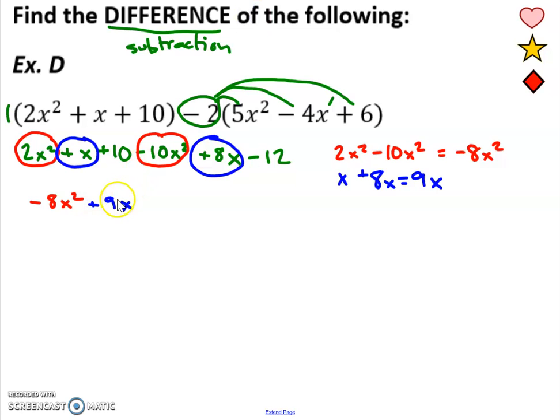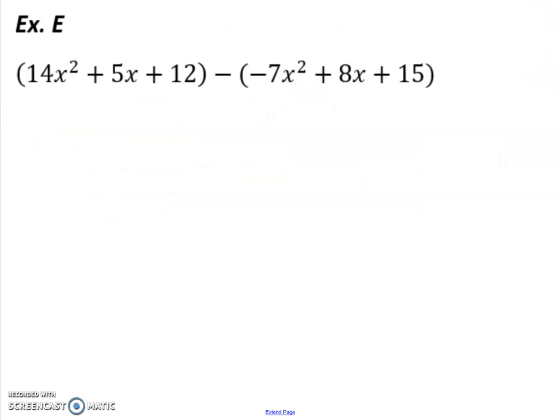And then I look for my constants. 10 minus 12 is going to be negative 2. Throw that on there. Whoa, let me write a 2. And there is our difference when we subtract these polynomials. Pretty great, right? Okay, here we go. All right, look for distribution first. I'm multiplying this first one times 1, so nothing changes.